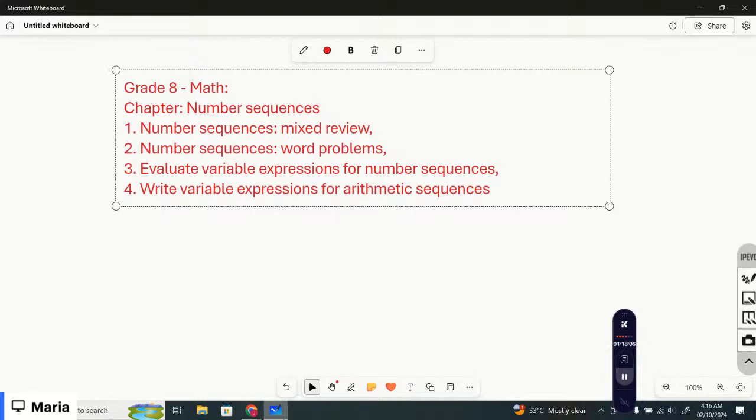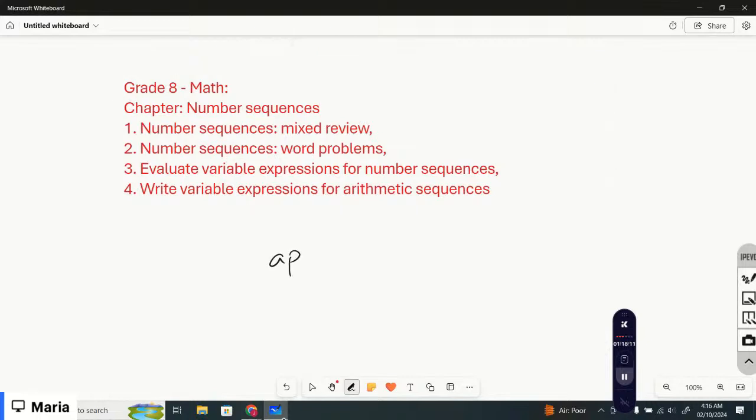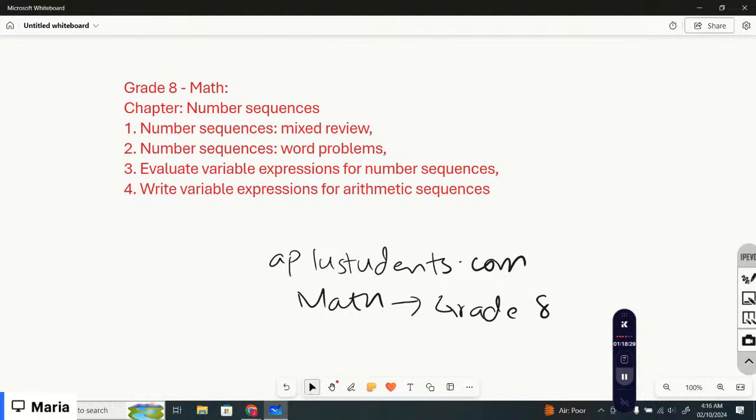We are here for grade 8 math. You can find all the lessons on kplusstudents.com. You have to log in there using your email address and password as provided by the administrator. Then you have to select math from the subject tab, scroll down to grade 8 math and then click on view all lessons. There you can find the list of the chapters.